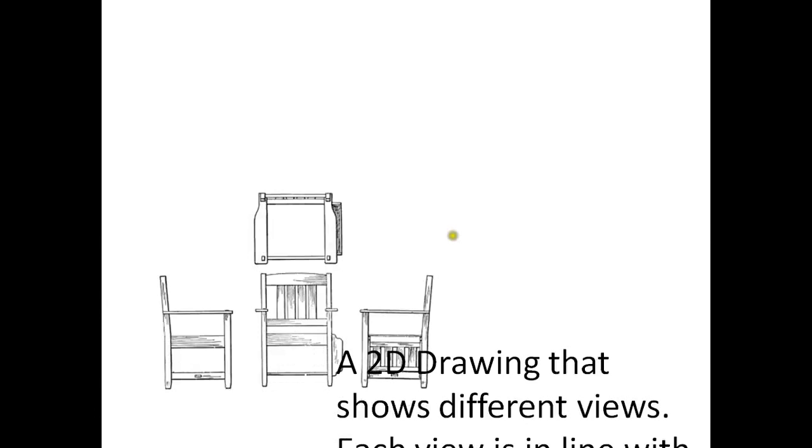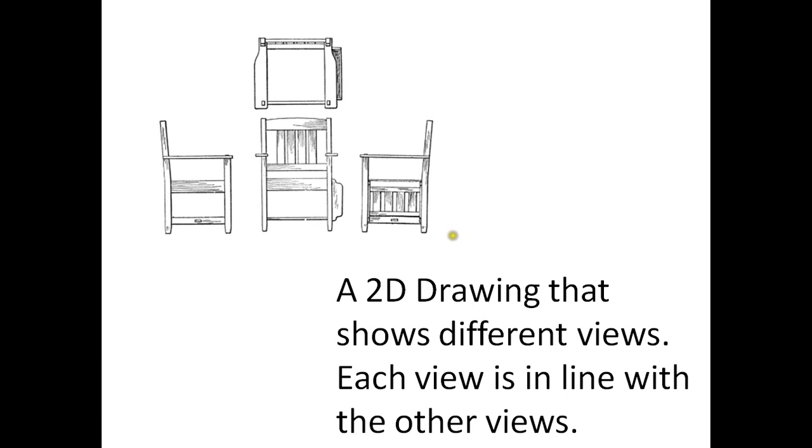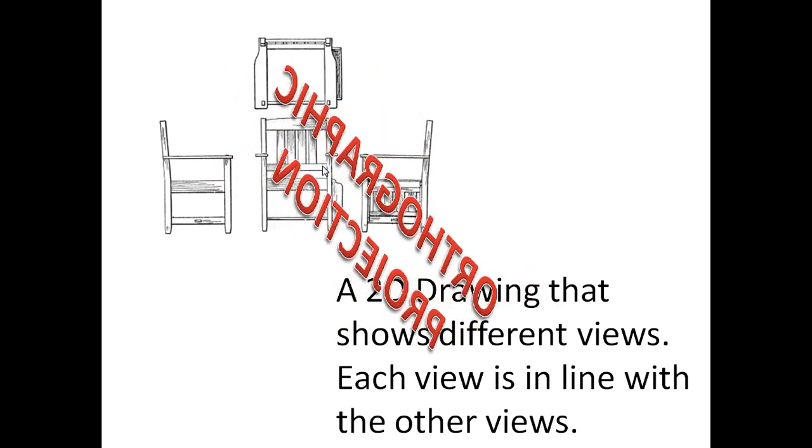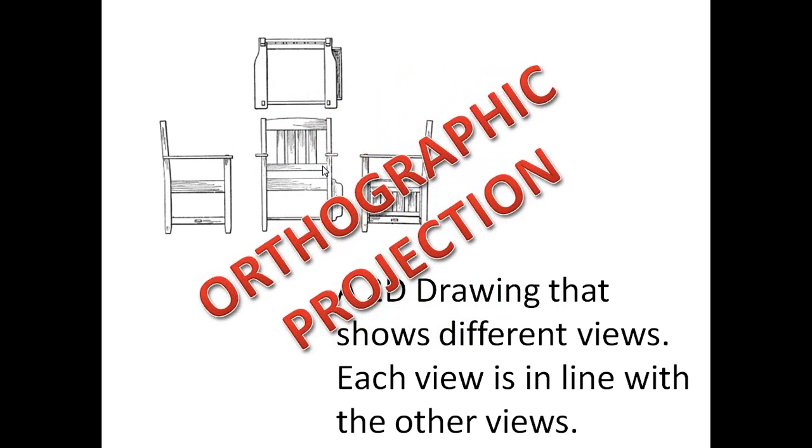Number one. A two-dimensional drawing that shows different views. Each view is in line with the other views. So the drawing here of the chair, the drawings are projected across, so everything's in line. Answer: orthographic projection. Now in your exam you will be tested on third angle but not first angle, just third.